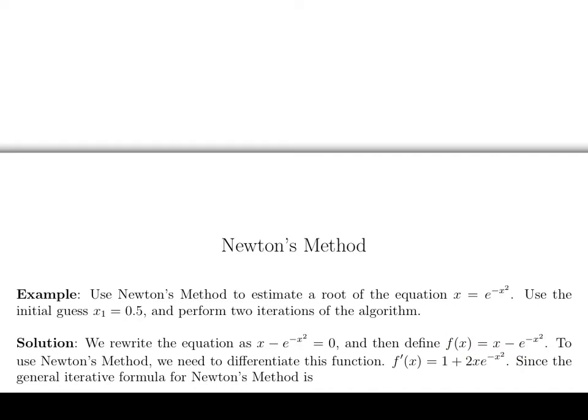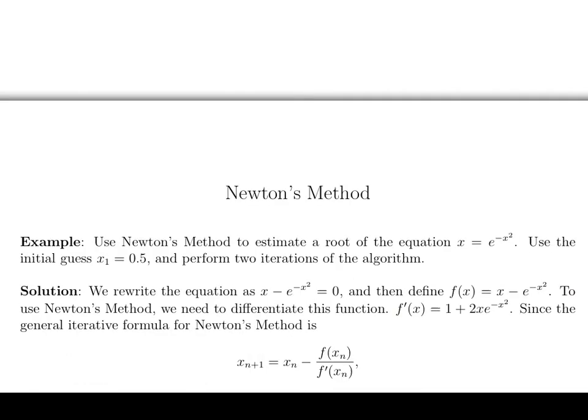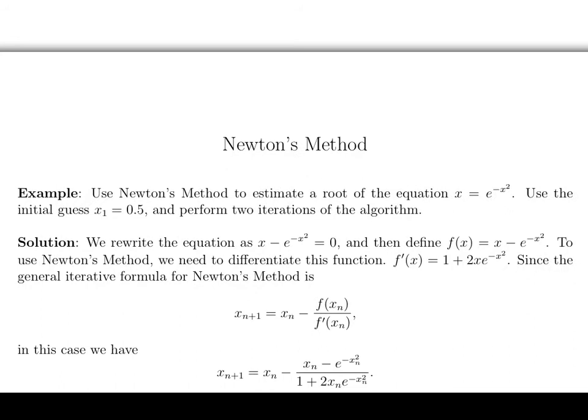Okay, so now we can plug everything into the formula for Newton's method. The general formula is x sub n plus 1 equals x sub n minus f of xn over f prime of xn. And now we'll plug the function and its derivative into this to get a specific formula for this case. So it's going to be x sub n plus 1 equals x sub n minus, and on the top and the bottom we've plugged in the functions for f and f prime, and we've plugged xn into those. So the top will be xn minus e to the minus xn squared. The bottom is 1 plus 2 xn e to the minus xn squared.